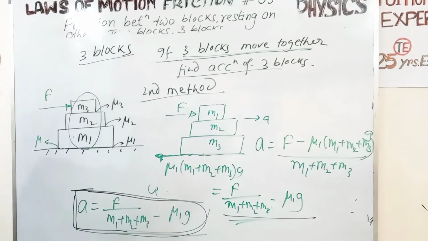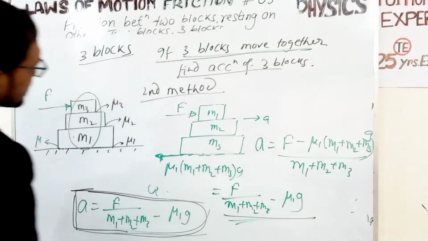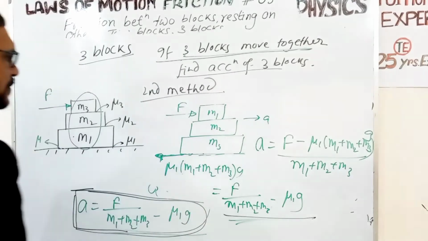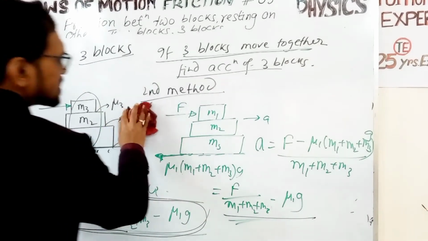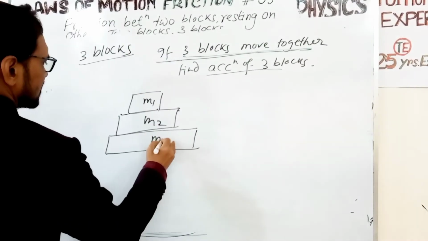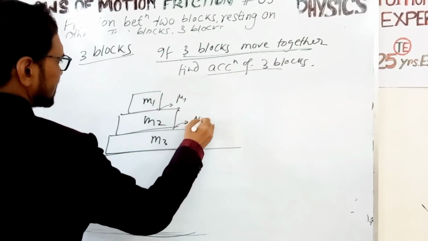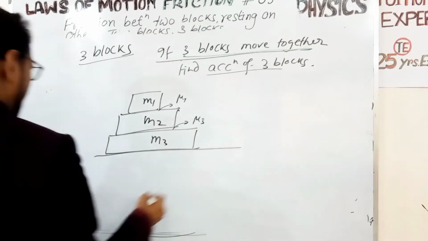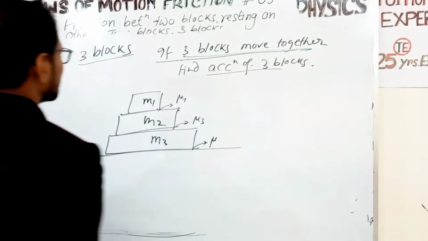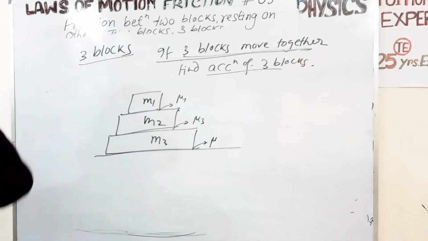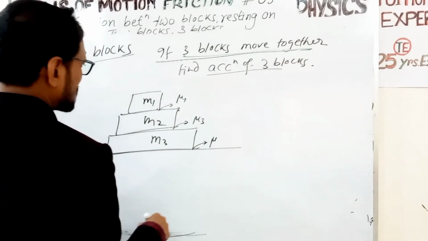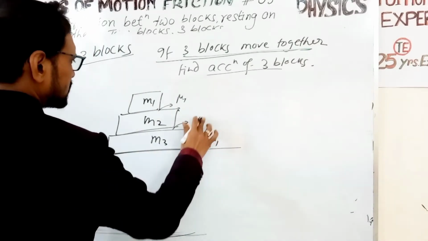Now if the force is applied here, what happens? And if the three blocks move together, the result will be the same. Just let me discuss what happens. Here is mu1, mu2, and suppose mu3. Sorry, this is mu1, mu2, mu3.